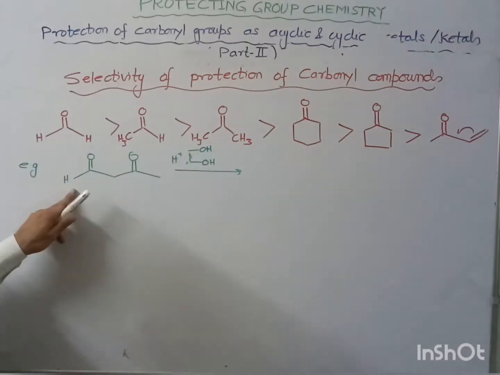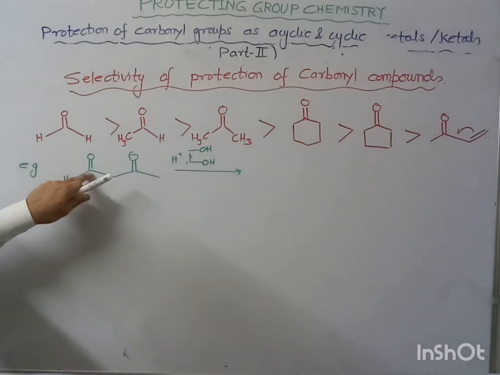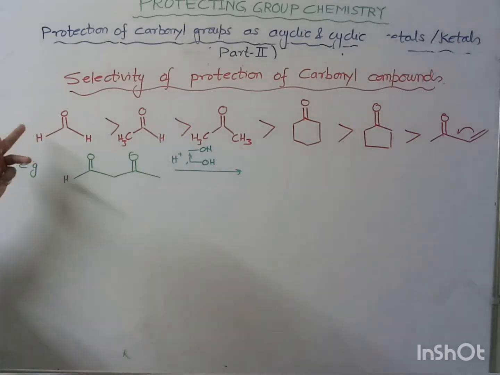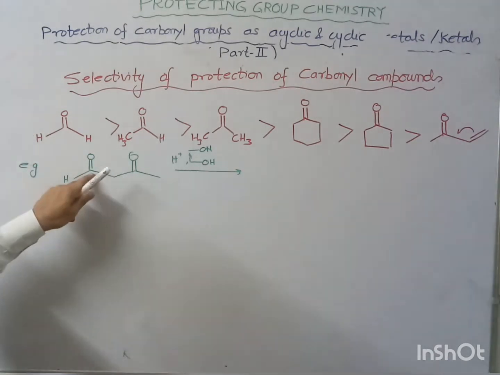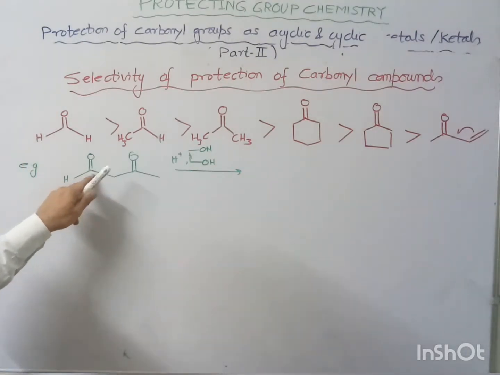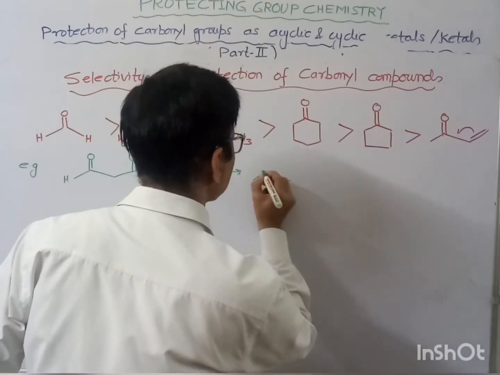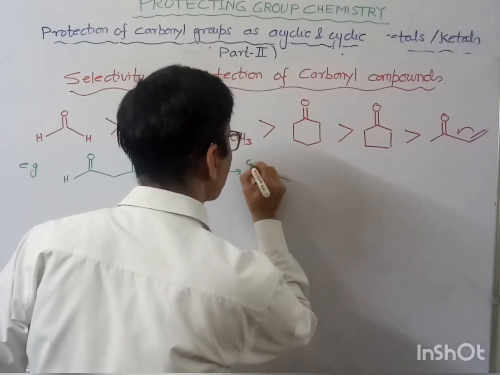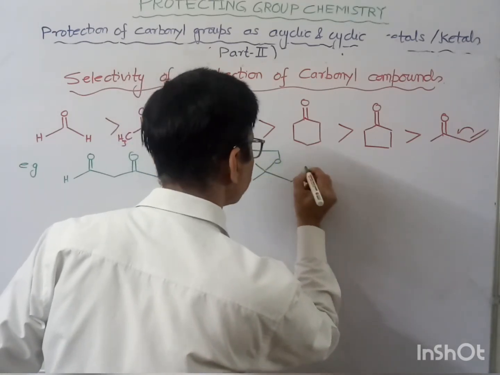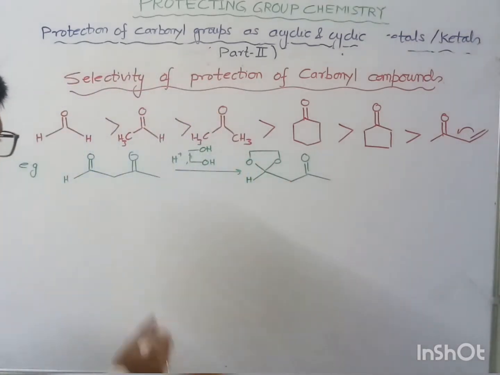Now, what should be the protection? Should the protection be done at this center or at this center? What I told you is that this center is more electrophilic, that's why this should be protected in comparison to this. Okay. So this should be protected first, and the reaction will go on over this center.